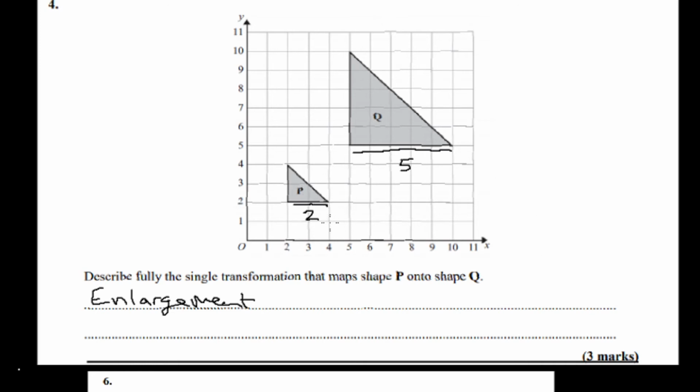And then we're going from P to Q. So you need to figure out what you would times by to get from 2 to 5. And in this case, the scale factor, what you would times by, is 2.5. Scale factor 2.5.